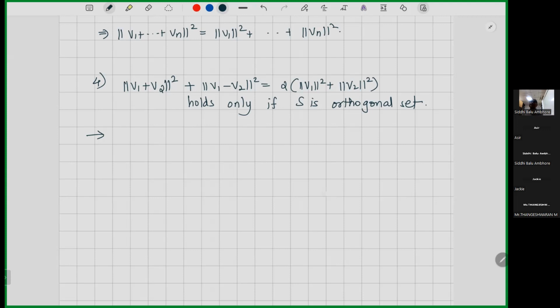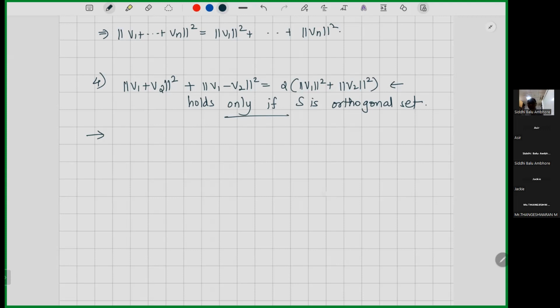But they are saying that this happens only if S is orthogonal. So they are saying that if I have two elements v1 and v2 which do not form an orthogonal set, then this identity does not hold. So is that true? It depends on how we take v1 and v2. So can we give a counter example that v1, v2 are not orthogonal, but this identity holds? What you said for the orthogonal set is completely true, but does this identity hold only for orthogonal sets? That's the question.